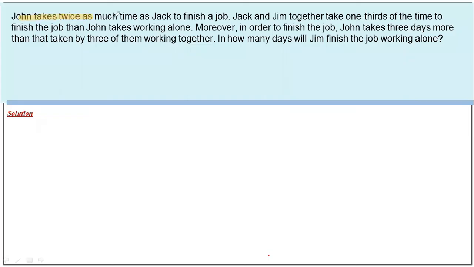John takes twice as much time as Jack to finish a job. Jack and Jim together take 1/3 of the time to finish the job than John takes working alone. Moreover, in order to finish the job, John takes 3 days more than that taken by three of them working together. In how many days will Jim finish the job working alone?